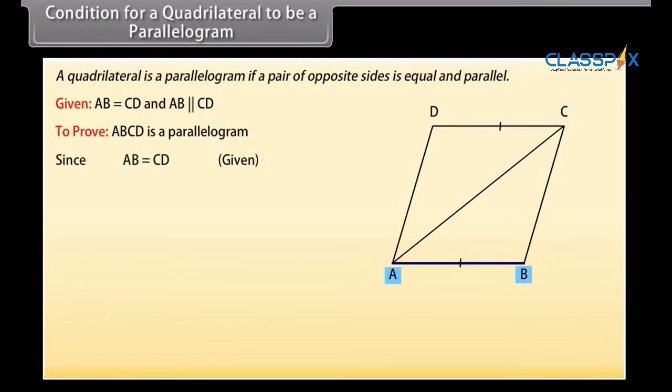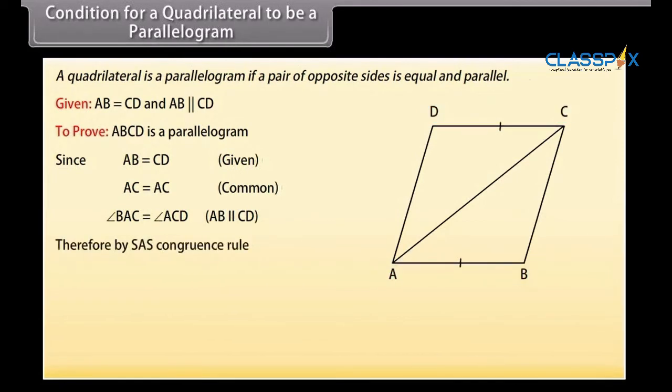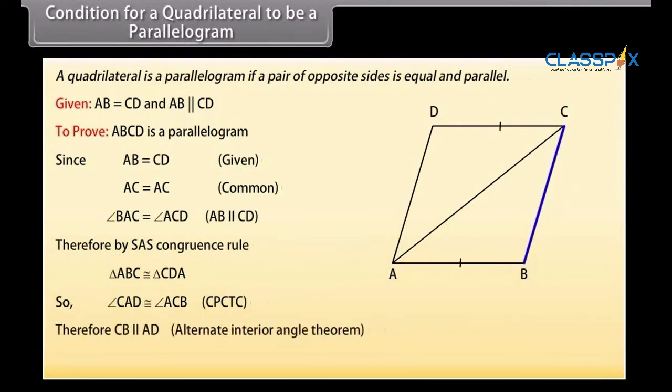Since AB is equal to CD, which is given, AC is equal to AC, which is common, and angle BAC is equal to angle ACD because AB is parallel to CD. Therefore, by the SAS congruence rule, triangle ABC is congruent to triangle CDA. So, angle CAD is equal to angle ACB because corresponding parts of congruent triangles are congruent. Therefore, CB is parallel to AD. Hence, ABCD is a parallelogram.